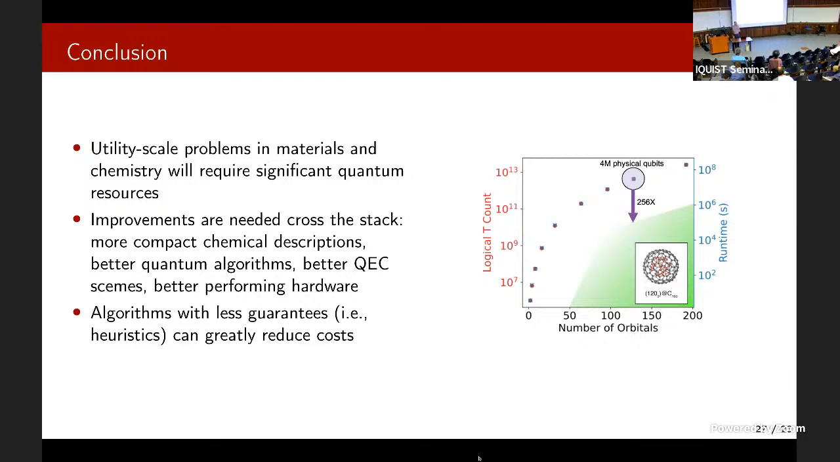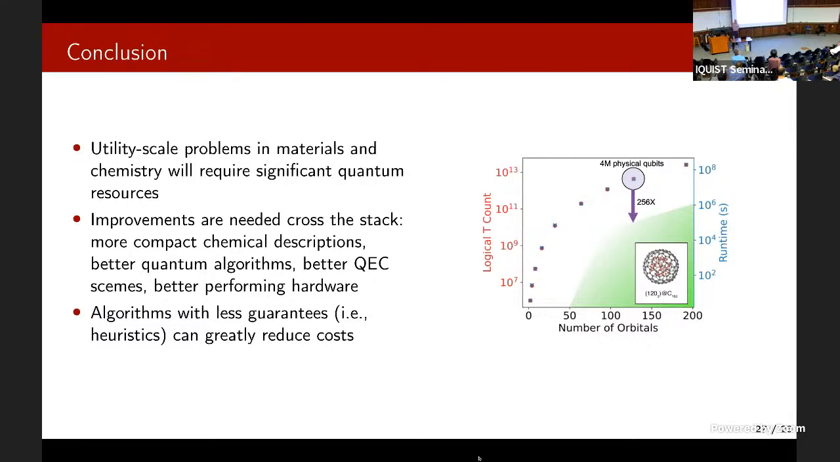Algorithms with fewer guarantees, i.e. heuristics, can greatly reduce costs, but then you lose some of these guarantees. Can you trust a quantum computer? Maybe. Sometimes I don't trust my classical computer. But should I require the same level of trust of my quantum computer? I don't know. But when you go through this full stack resource estimate, you're making a lot of decisions along the way, and there are trade-offs. If you trade nothing, you get numbers like 10 to the 18th T gates. But once you start trading off, you can get into a regime where it's realistic to do these utility scale computations.